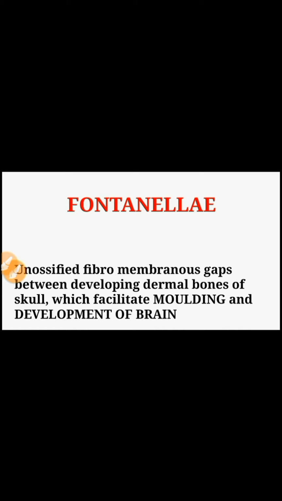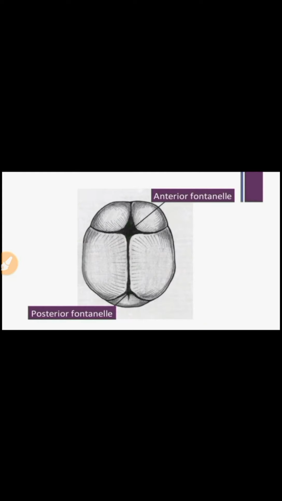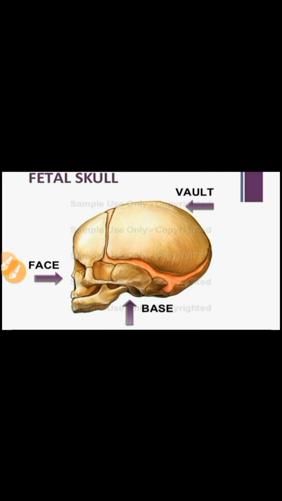And coming to the fontanellae, as we already discussed, these are the unossified fibromembranous gaps or fibrous gaps between the developing dermal bones of the skull, which help in molding during parturition. Molding is the sliding of the bones one over each other during parturition, that is the process of labor, to help pass through the vaginal canal, and also help in development of the brain. So all these bones are individual bones which are movable during fetal life, and they later become immovable by sutures. So you can see these fontanelles are fibrous gaps which help in molding and development of the brain.